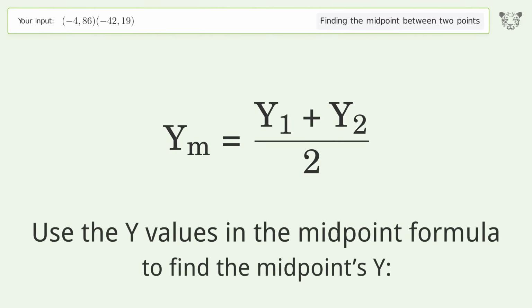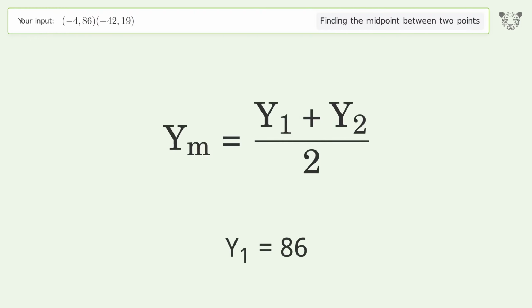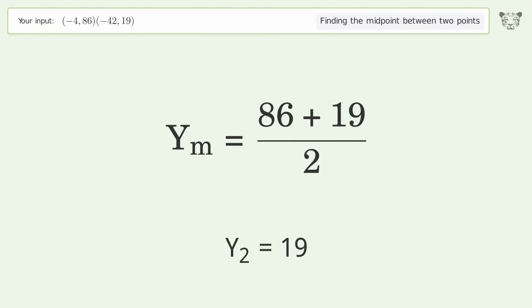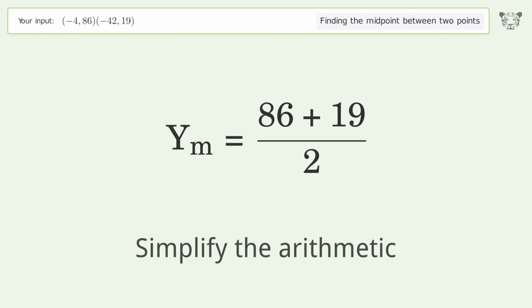Use the y values in the midpoint formula to find the midpoint's y. y1 equals 86. y2 equals 19. Simplify the arithmetic.